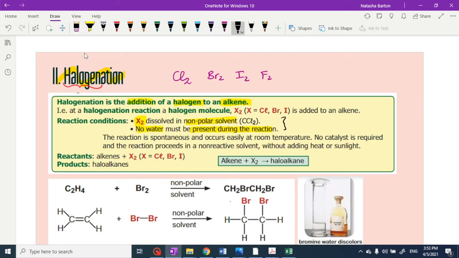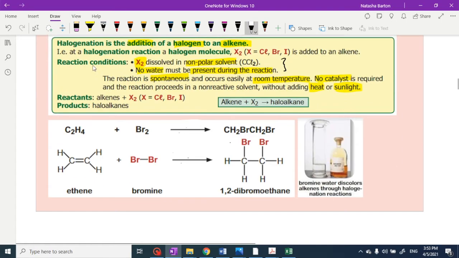Now, interesting to know as well, the reaction is spontaneous, so that means it can happen at room temperature. We are not going to need a catalyst, nor are we going to need to add heat or put our test tubes or whatever we are performing the reaction in the sun. It will take place on its own. So when you write this reaction out, unlike in your textbook, you don't need to write out any reaction conditions. You're just going to be drawing these arrows.